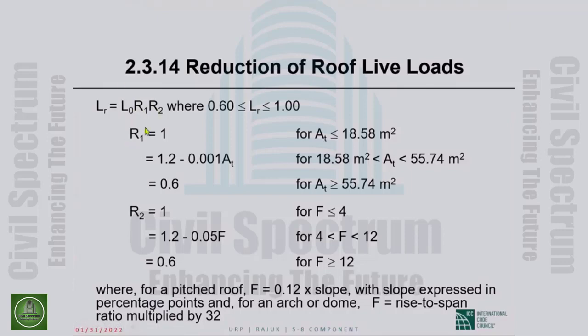So the reduction factor based on area depends on tributary area. That's understandable. The reduction for slope, the R2 part, depends on the slope of the roof. This F is for a pitched roof. F is 0.12 times the slope, with slope expressed in percentage points, and for an arch or dome, F is rise to span ratio multiplied by, anyway, details aside, there is a reduction for roof slope right here.